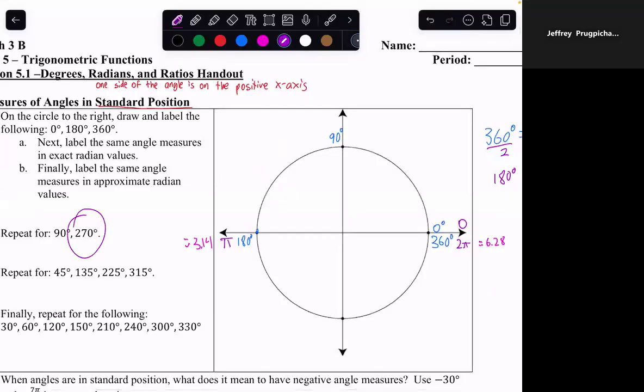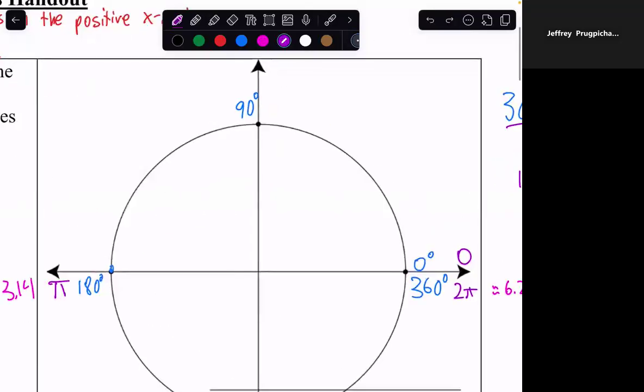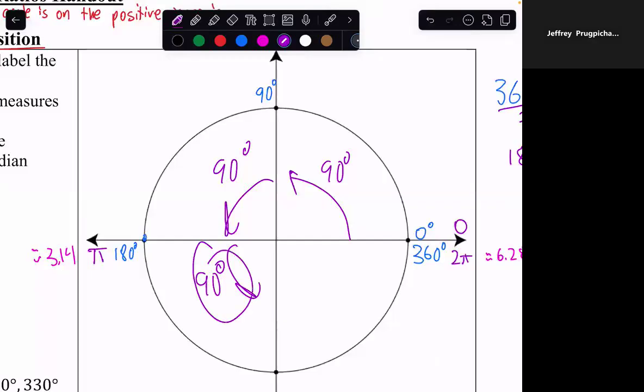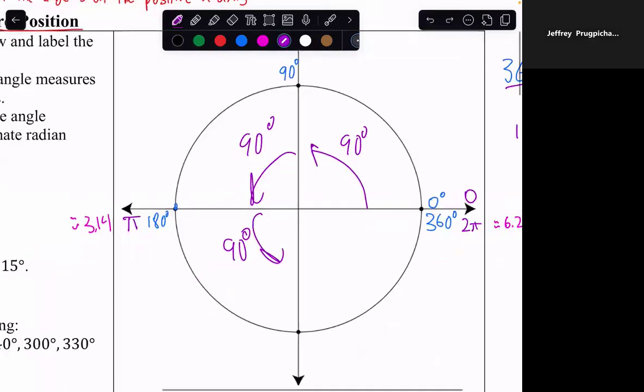Okay, so what about 270 degrees? Again, there's different ways you can think about this. This much was 90, so a quarter circle is 90 degrees. So this is another 90, and this is another 90. Added together, 90 plus 90 is 180, plus a third 90 is 270. So at the bottom of the circle will be 270 degrees.